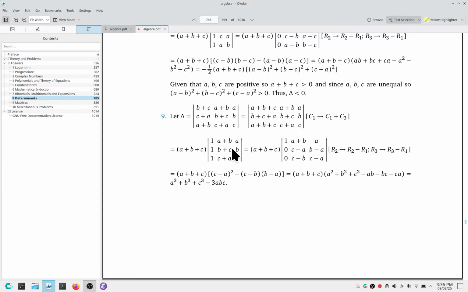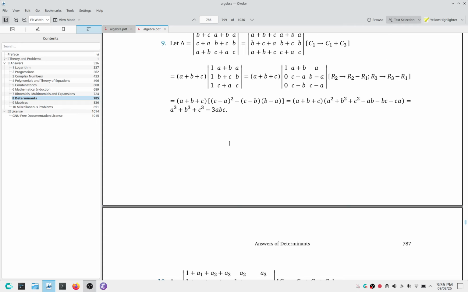We have this determinant, and once we have 1 1 1, we can do r2 equals r2 minus r1 and r3 equals r3 minus r1, and then we evaluate along this one, and we have a cube plus b cube plus c cube minus 3abc as the answer. So you can look at this calculation. Very simple, trivial calculation for a class 12 student.